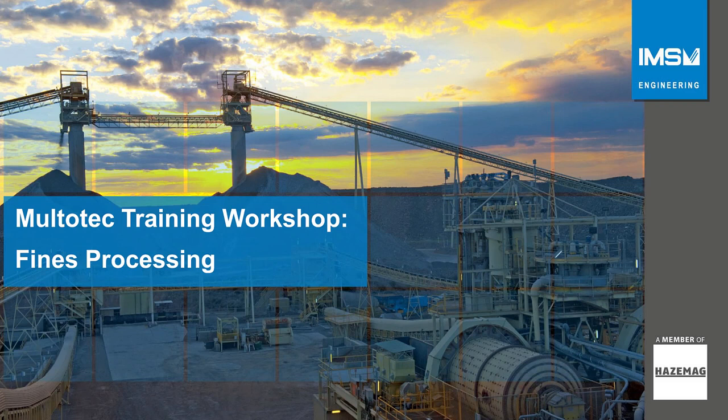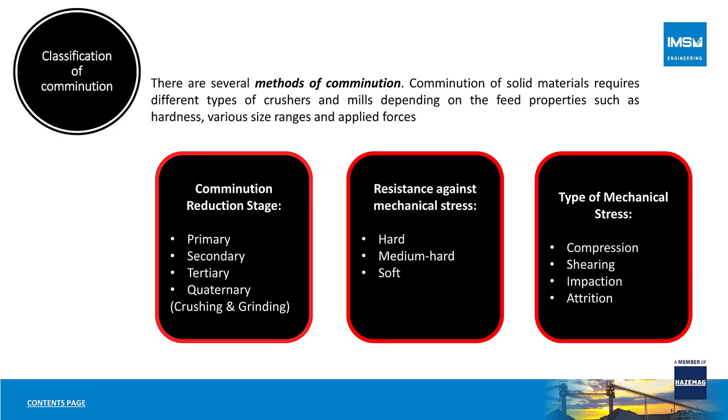This session will deal with the use of various crushing technologies to maximize or minimize the fines in your process. There are several methods of comminution. Comminution of solid materials requires different types of crushers or mills depending on the feed properties of the material fed to the machines, such as hardness, feed size distribution, and in addition, the forces applied by the machines onto the solid feed material. Comminution occurs in stages, typically primary, secondary, tertiary, or even quaternary crushing and grinding.